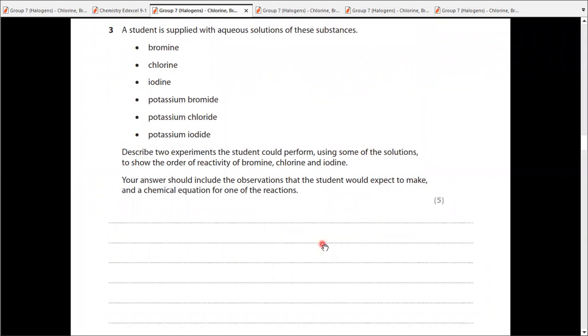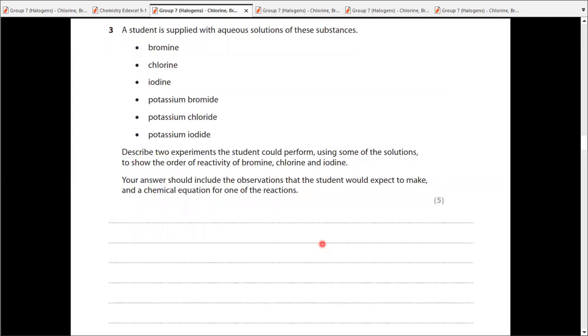Okay. Number 3. This is a big question and an important one. Again, you are facing displacement reactions. The examiner is not putting it in the same words, but I hope as soon as you read the question, you understand this is an experimentation about displacement reaction. Go ahead.